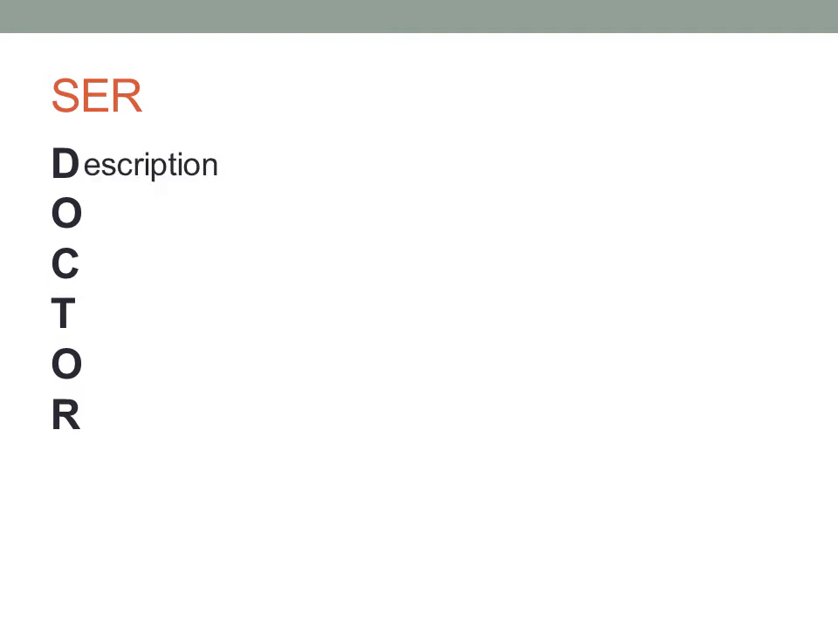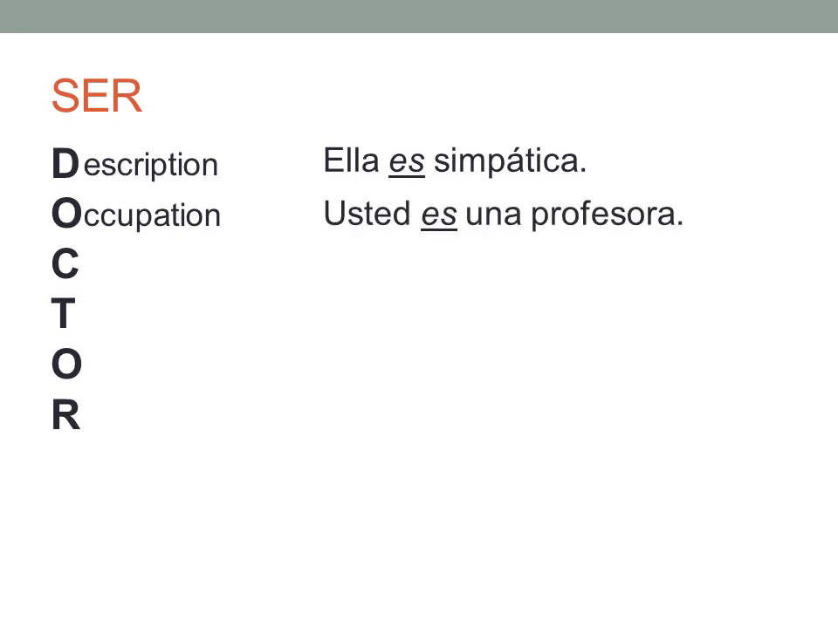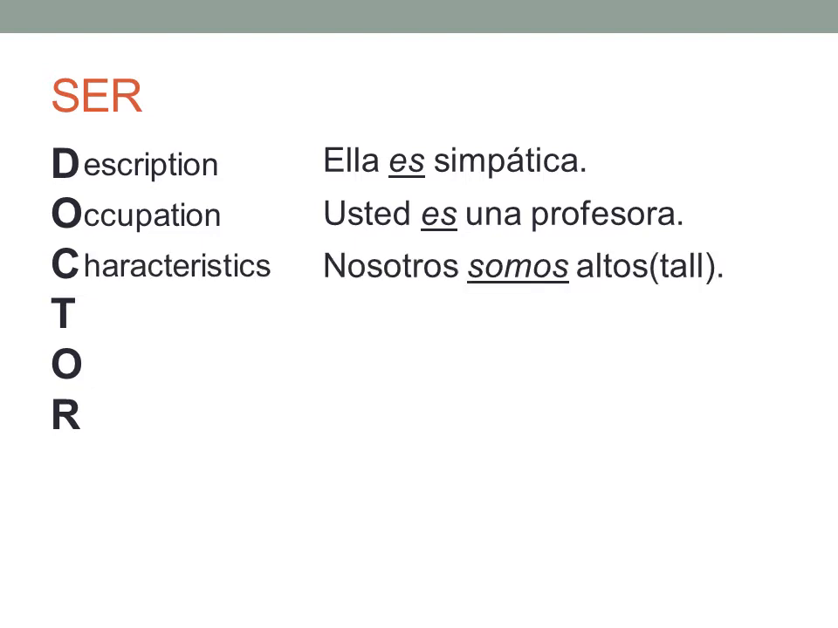The D is for description, when we describe something or someone. For example, ella es simpática. The O is for occupation, when we talk about what somebody does for a living or their work, etc. For example, usted es una profesora. The C is for characteristics. For example, nosotros somos altos.